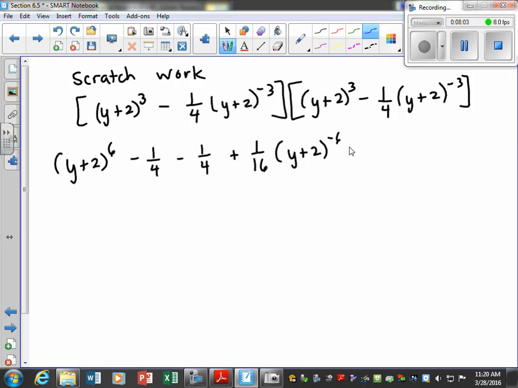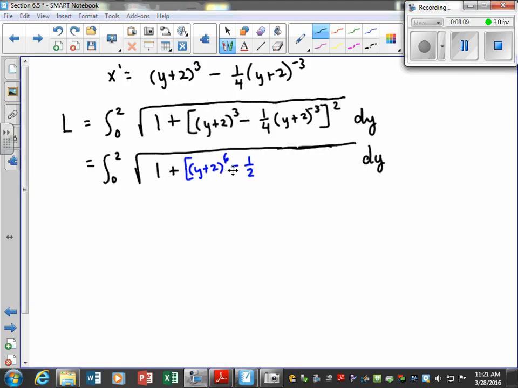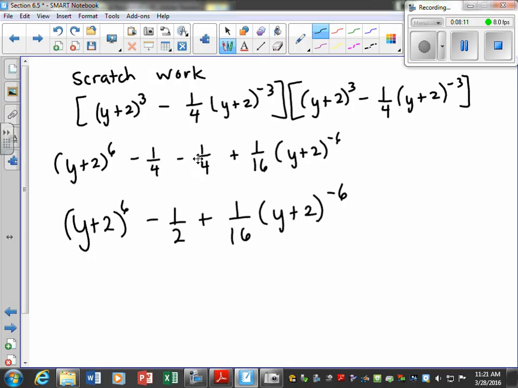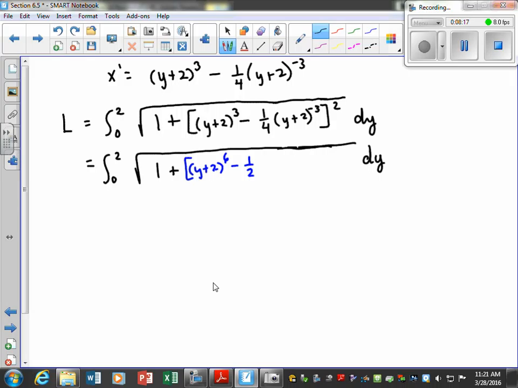So let's take this and put it back into our previous page. Okay, this half is a negative 1/4 and a negative 1/4 simplifies to be a negative 1/2. So we have negative 1/2 there plus 1 over 16 times y plus 2 to the negative 6 power.